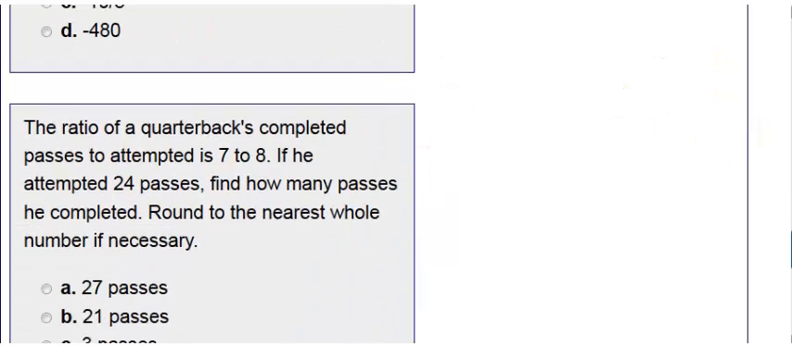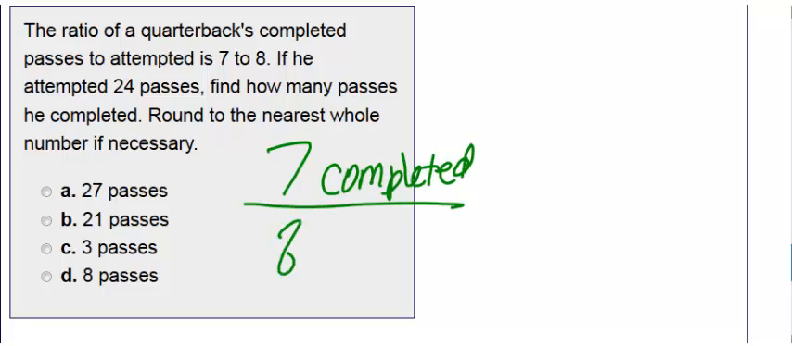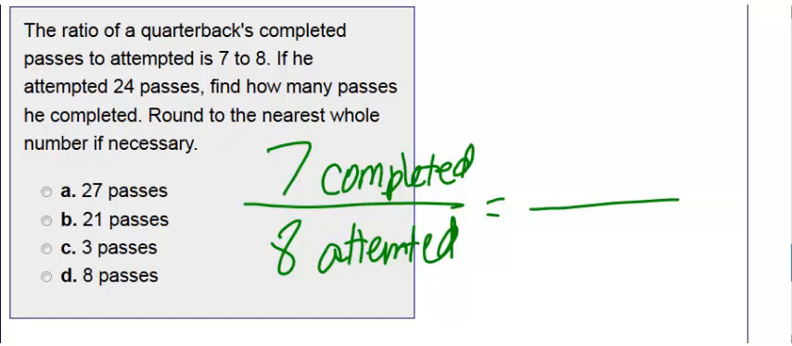And lastly, number 3 here. We have a word problem. It says the ratio of a quarterback's completed passes to attempted passes is 7 to 8. So completed 7 to attempted 8. It says if he attempted 24 passes, how much did he complete?